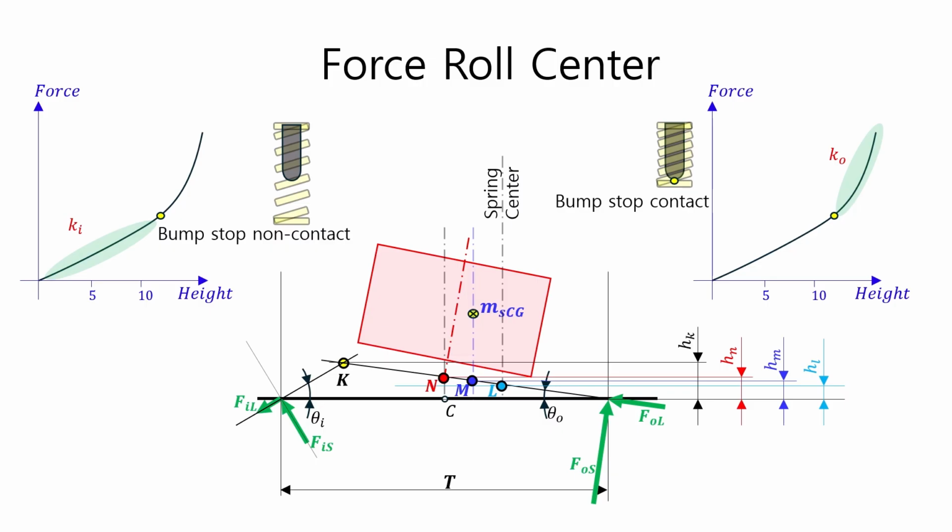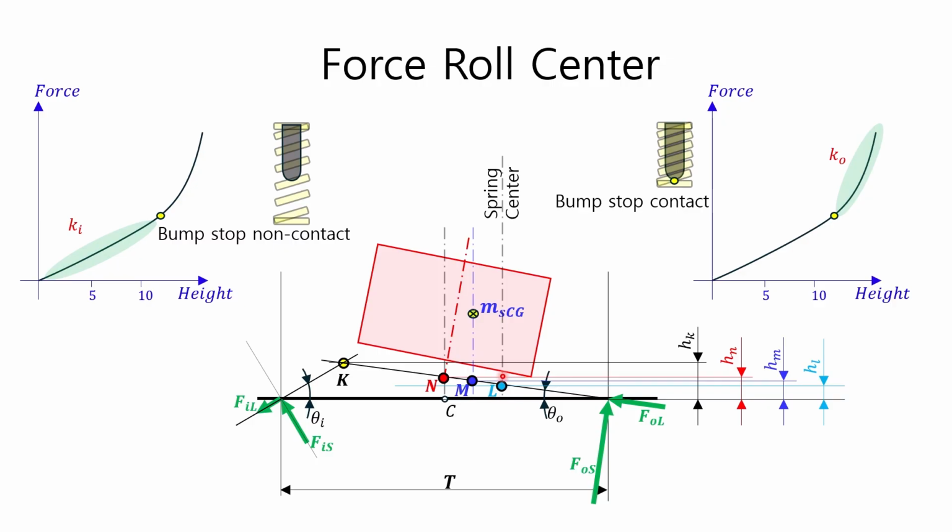Next, let's look at the point L. The point L is on the spring center. As explained earlier, the spring center is a vertical line, and if a force acts along this line, the sprung mass will not roll. Therefore, if a vertical force is applied upwards at the point L, the sprung mass will not roll, and therefore the sprung mass will not rotate.